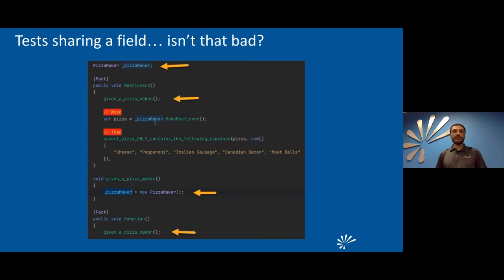When I present this to some folks, they say, well, but now the tests are sharing a field. Isn't that bad? Because like for concurrency issues, if we run those tests in parallel, now we may get some intermittent failed tests because they are all using the same objects. Not really.